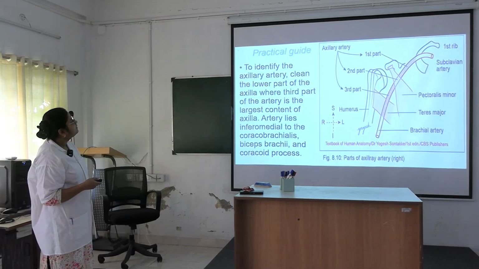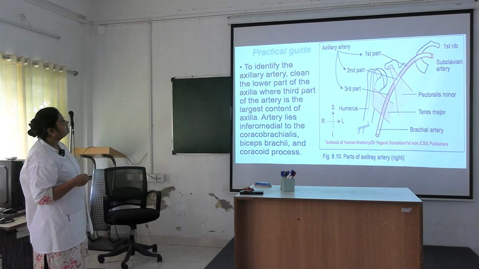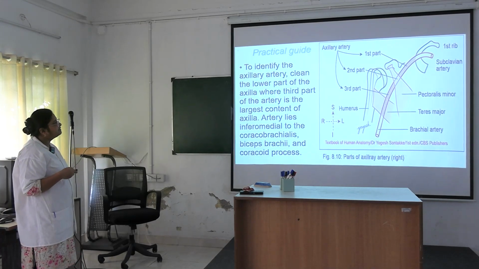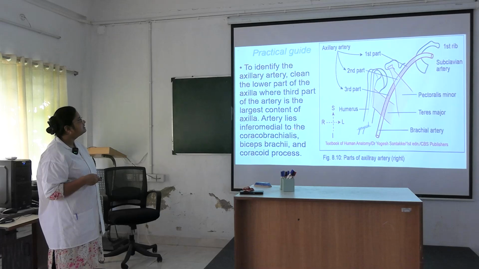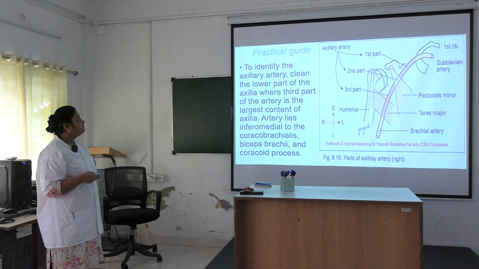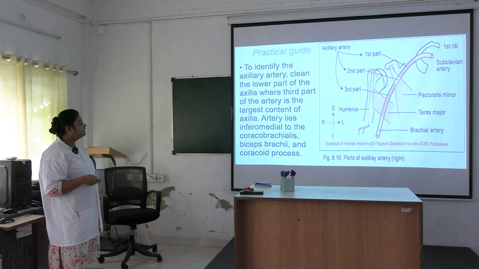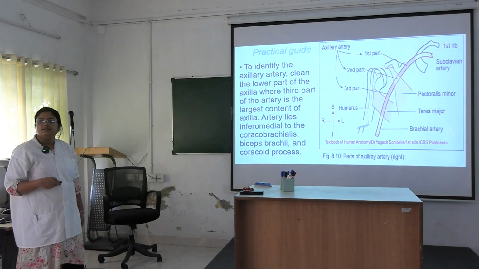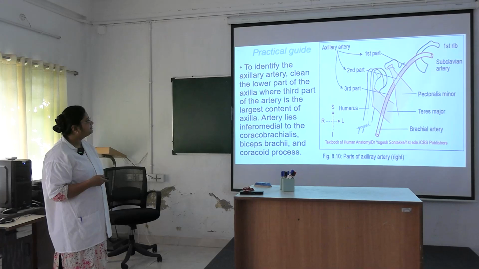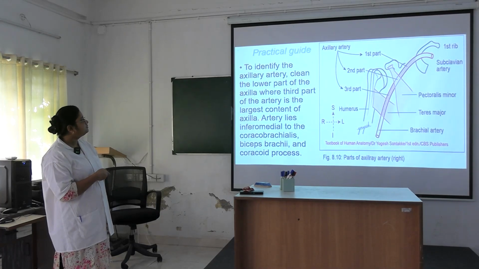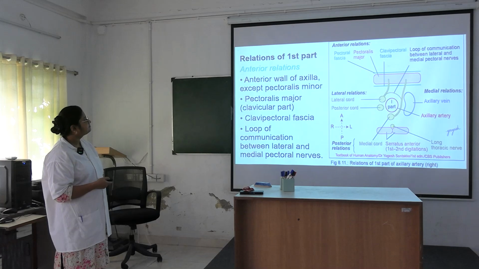Okay. So to identify the axillary artery, you have to clean the lower part of the axilla, where the third part of the artery is the largest content of the axilla, and the artery lies inferomedial to the coracobrachialis, biceps brachii and the coracoid process. Okay, these relations you have to note during the cadaver. Attached to the humerus will be the muscles, biceps brachii and coracobrachialis.